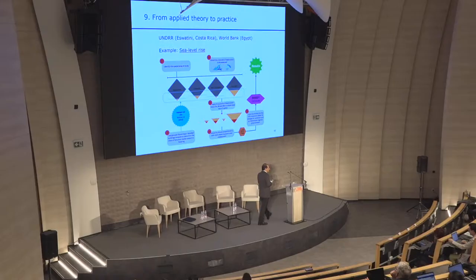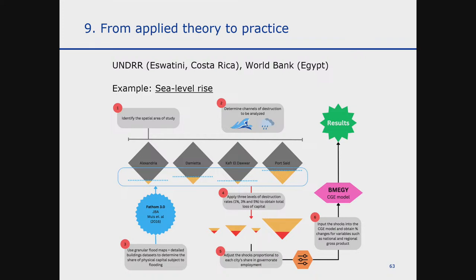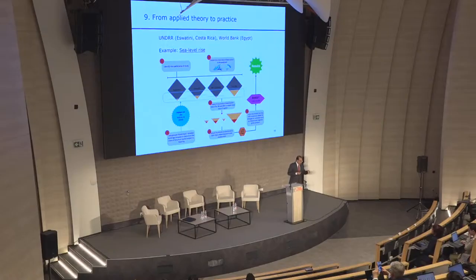But what's coming next is that after the publication of this paper, it brought the attention of some international multilateral organizations, such as the UNDRR, the United Nations Office for Disaster Risk Reduction, and they hired us to do some experimental work for Eswatini and Costa Rica. In the case of Eswatini, we applied this methodology to droughts in the region. Eswatini is the former Swaziland, close to South Africa, and Costa Rica is also a region that's very prone to earthquakes.